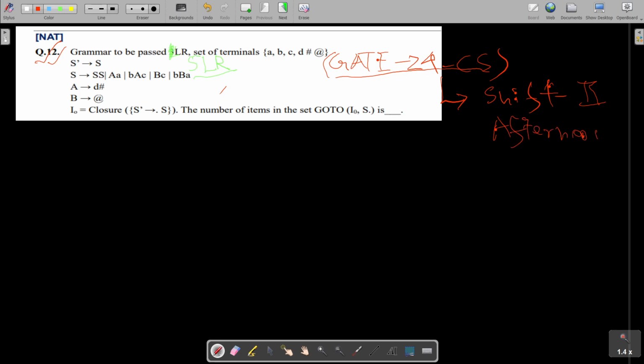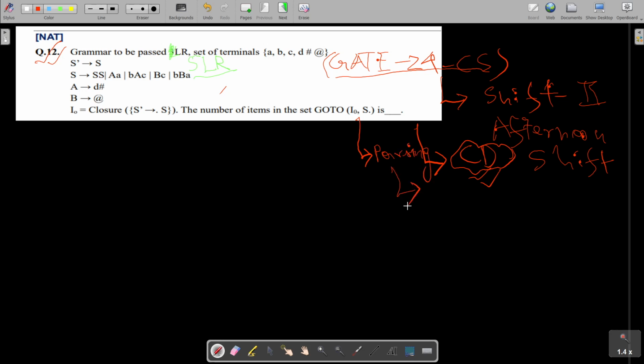Afternoon shift. This question is from compiler design, and the chapter within compiler design is parsing. It is a bottom up parsing question. Within bottom up parsing, it is not CLR, actually it is an SLR parser question.